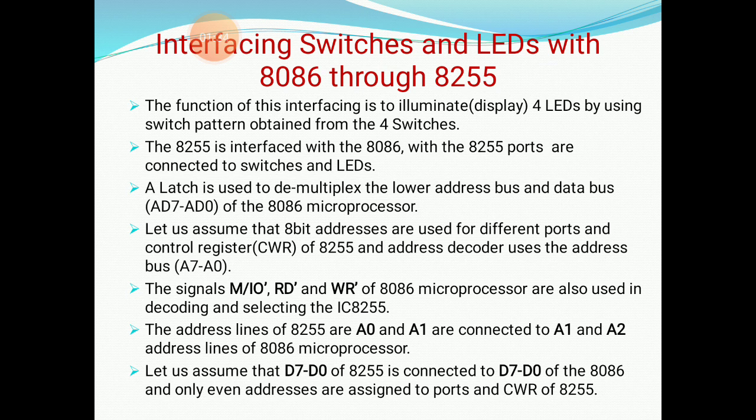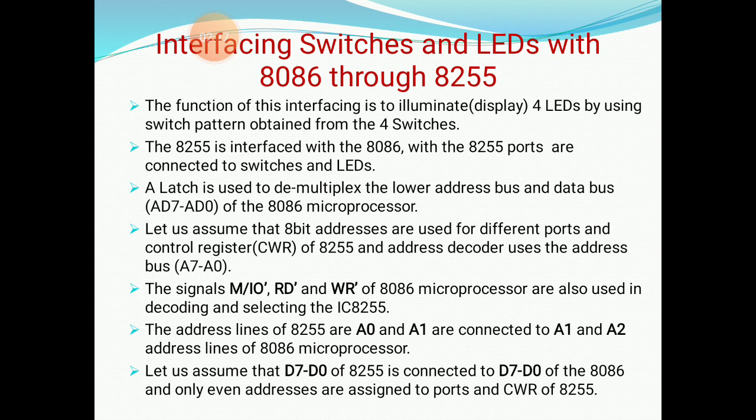Let us assume that 8-bit addresses are used for different ports and the control register of 8255, and the address decoder uses the address bus A7 to A0. The signals M/IO bar, RD bar, WR bar of the microprocessor are also used in the decoding and selecting the IC 8255. The address lines of 8255, A0 and A1, are directly connected to A1 and A2 of the address lines of the microprocessor.